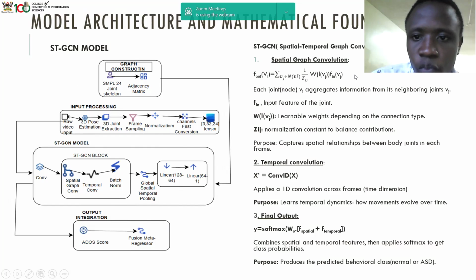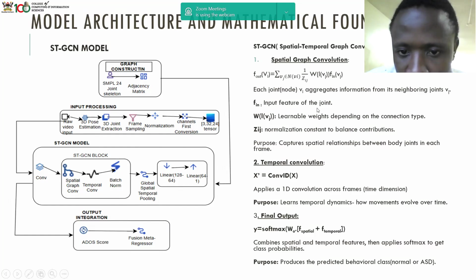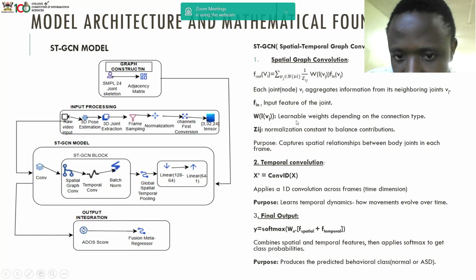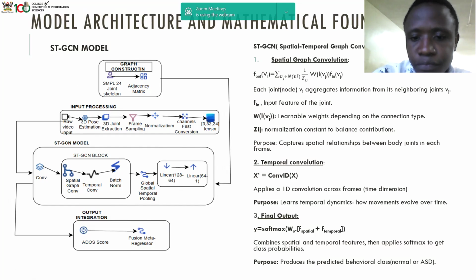The first part is spatial graph convolution, where we first work on the spatial part of it. That is the relationship between every joint. How is this joint related to this joint? And we keep adding the weights. As we can see from this equation, that is the learnable weights. Then Z is the normalization constant to balance the contributions, like how is this joint related to this joint.